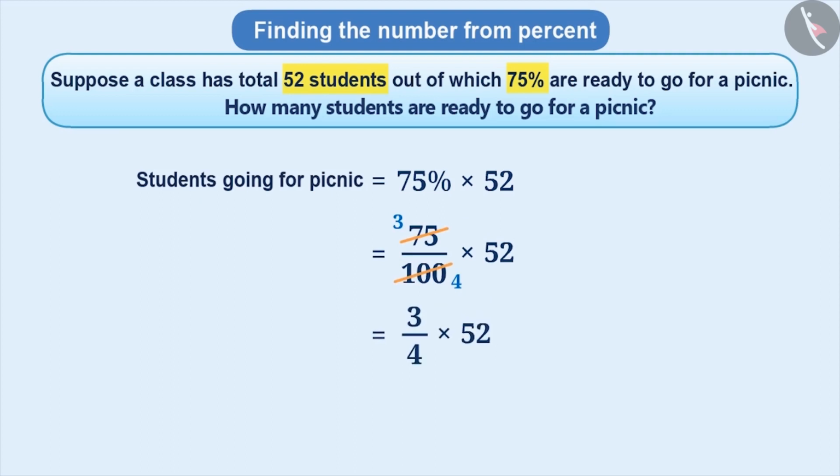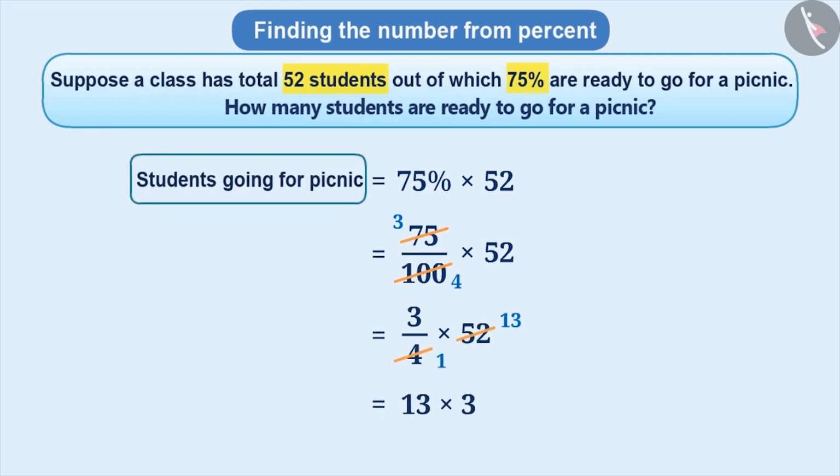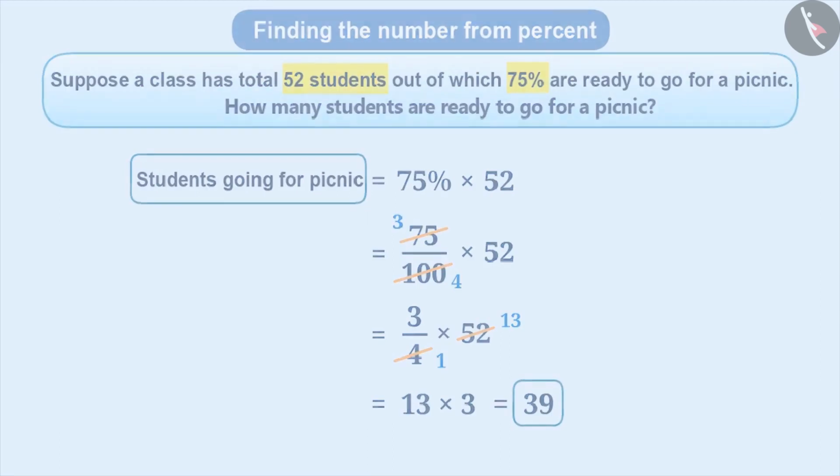Now, we multiply 3 by 4 by 52. Here we can divide 52 by 4, whose result is 13. Then, we multiply 13 by 3 to get 39. Therefore, the number of students ready to go for the picnic is 39.